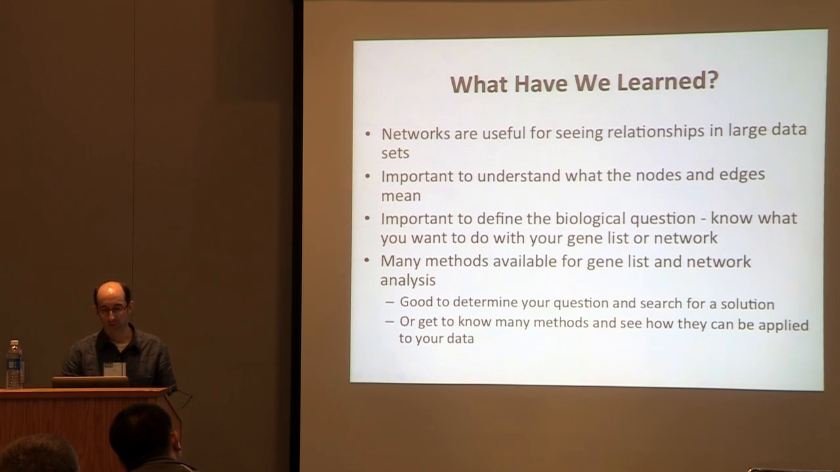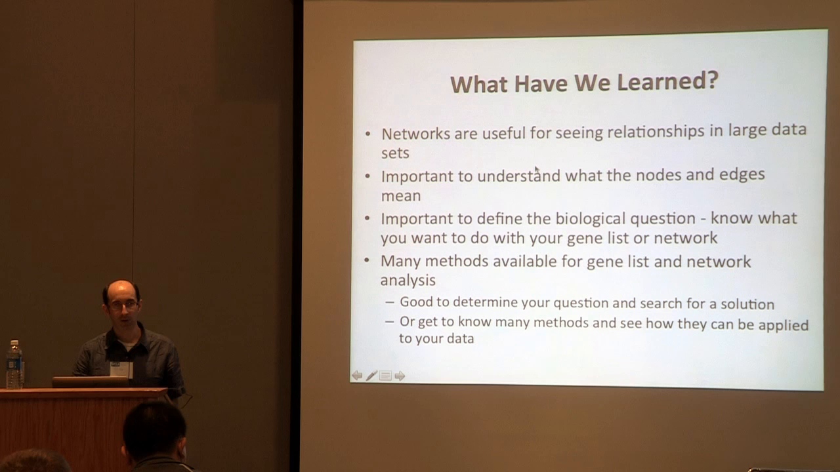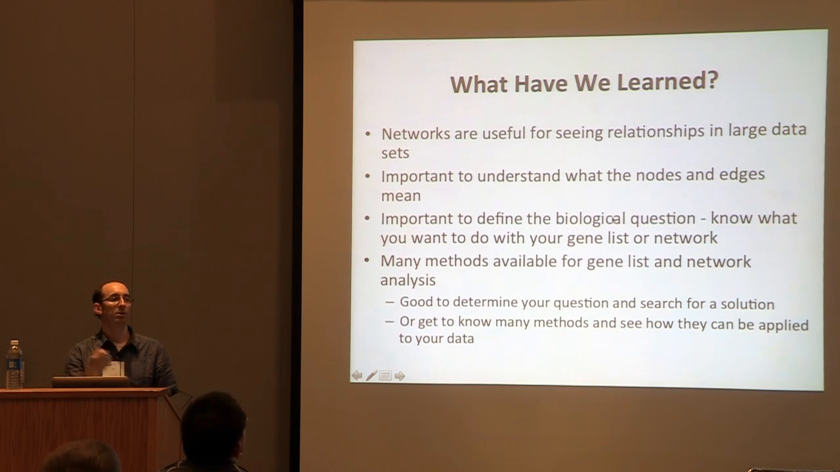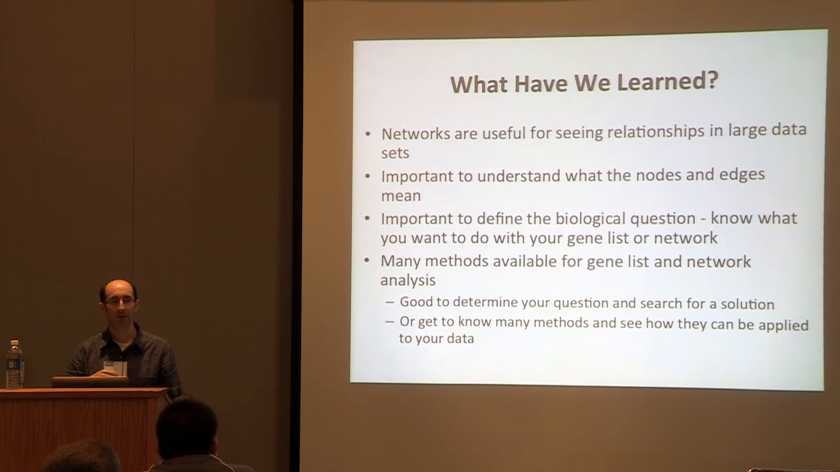Okay, so just to quickly summarize the first, very basic part: networks are primarily useful, I think, as a visualization tool for seeing relationships in large data sets. But it's very important to understand what the nodes and edges mean. When you see a network, the nodes could mean different things. For instance, as Steve mentioned earlier, you could have nodes representing samples, patients, or genes. So if someone gives you a network, you can't just assume that it's a gene correlation network. You have to ask what the nodes and edges mean.